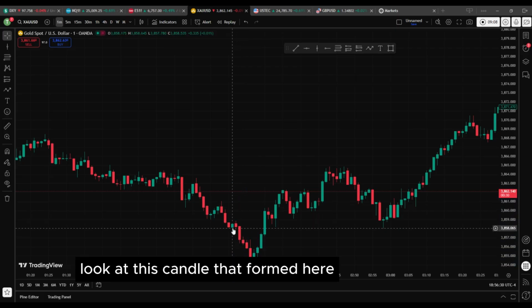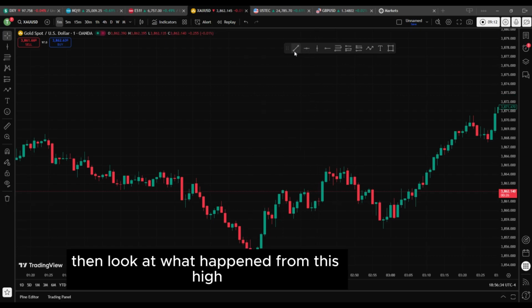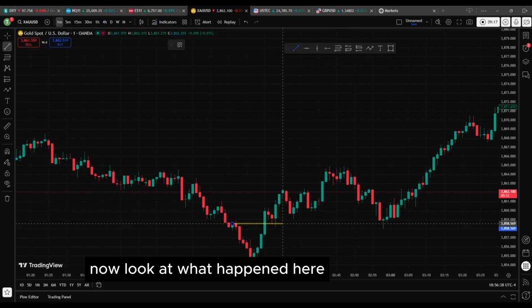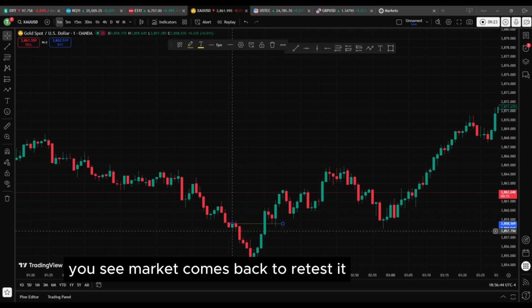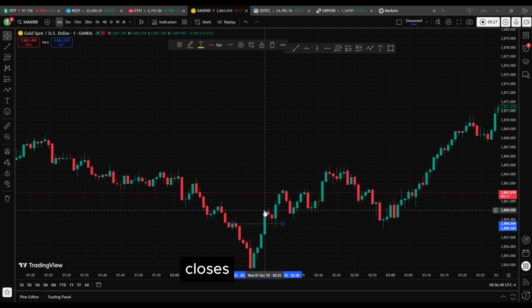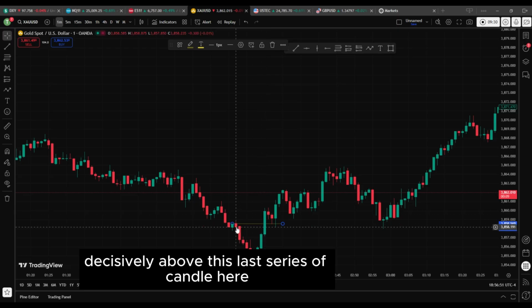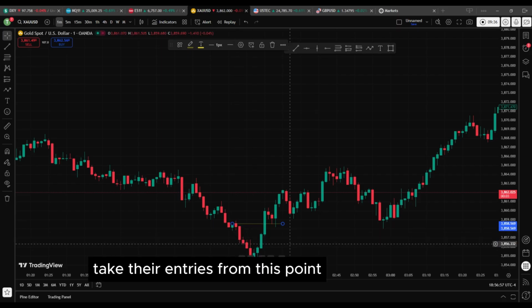Look at this candle that formed here before this series of bearish candles formed. Then look at what happened from this high. Look at what happened here. You see, the market comes back to retest it, once that impulsive move higher closes decisively above this last series of candles here. So now take your entries from this point.